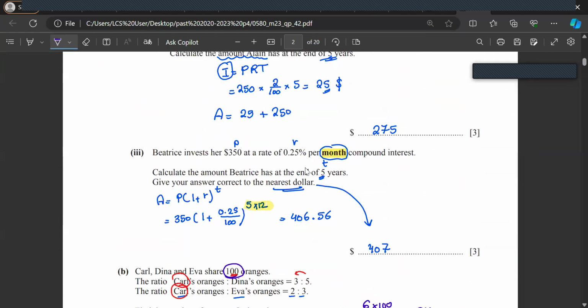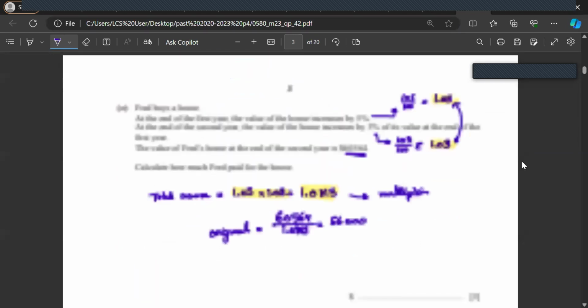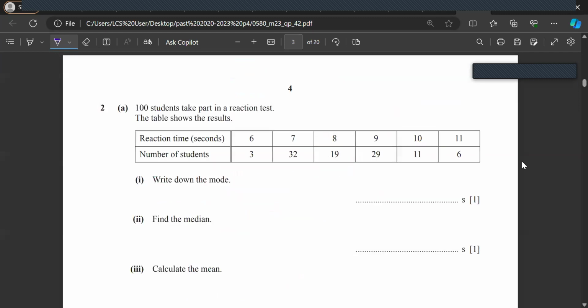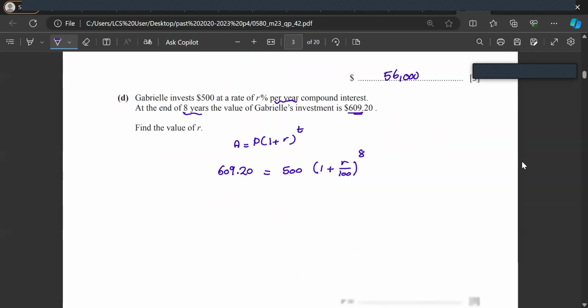Only in the previous question, I didn't write only 5 years, I multiplied by 12. Why did I multiply by 12? Because there he said per month, so I should multiply the years by 12. Okay, back to our question here. Then we are going to do shift solve and get R.